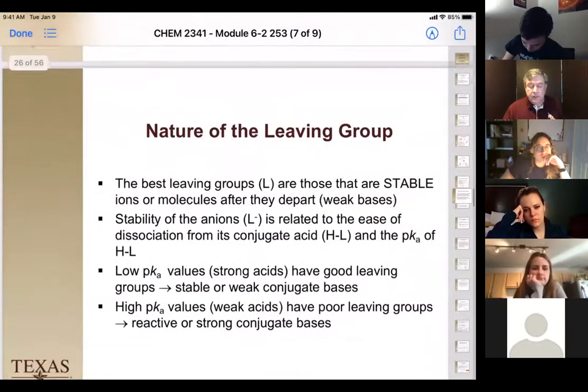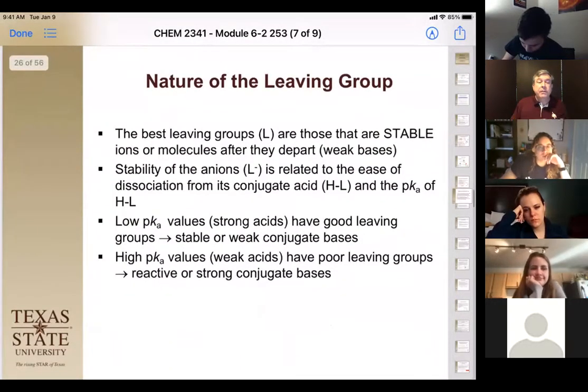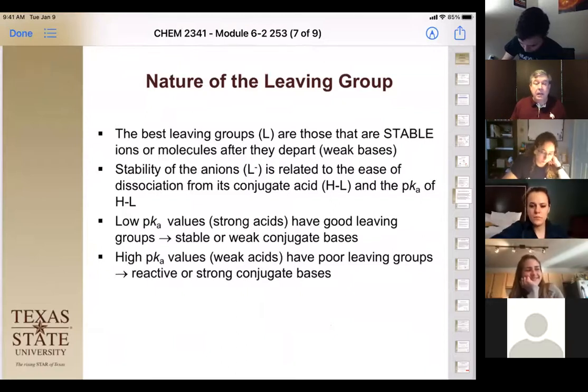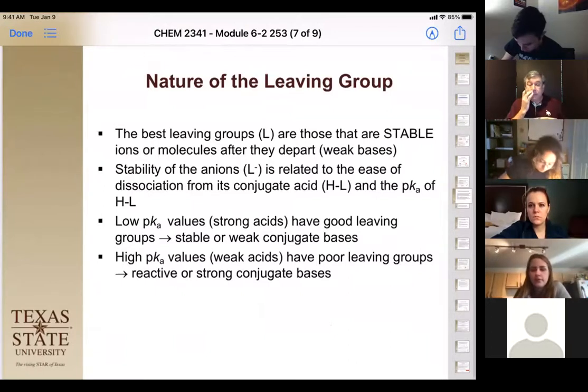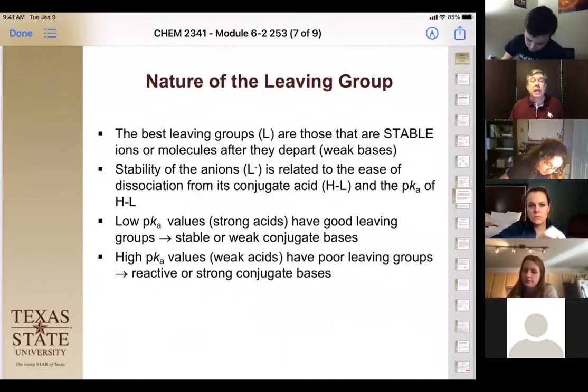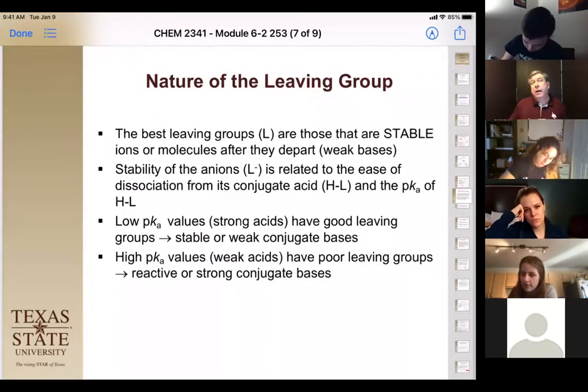Okay, so let's talk about the leaving group. The best leaving groups are those that make stable ions or neutral molecules. And the way to think about this is, what makes a stable ion? A stable ion is going to be something that is a really weak base. But how do we know that it's a weak base? Well, let's look at how strong it was as an acid and look at its conjugate base.